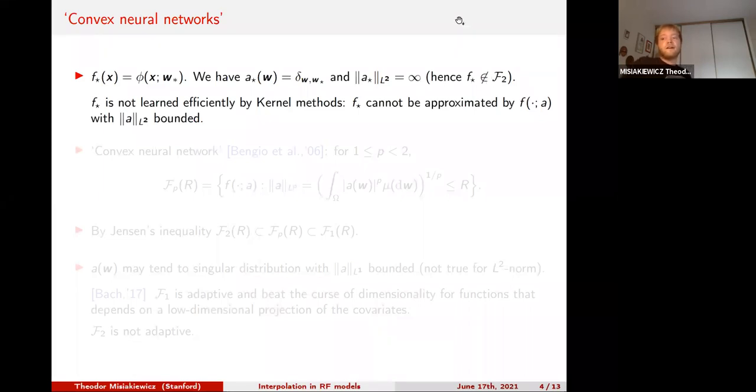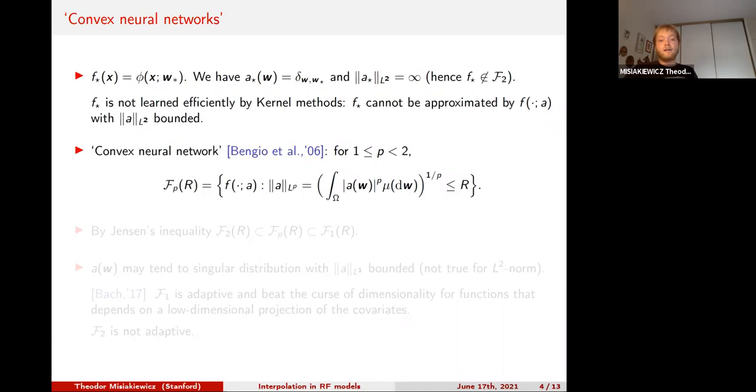The reason it's difficult to learn a single neuron with kernels is that in order to approximate this Dirac, we need a function a that has an L2 norm that explodes. So we won't be able to generalize well on them. A simple idea is therefore to consider, instead of the L2 norm, the Lp norm of a with p between 1 and 2. The reason is that this Lp norm penalizes singular distributions less heavily. So we fit this infinite width two-layer neural network, but now penalize the function a with this Lp norm.